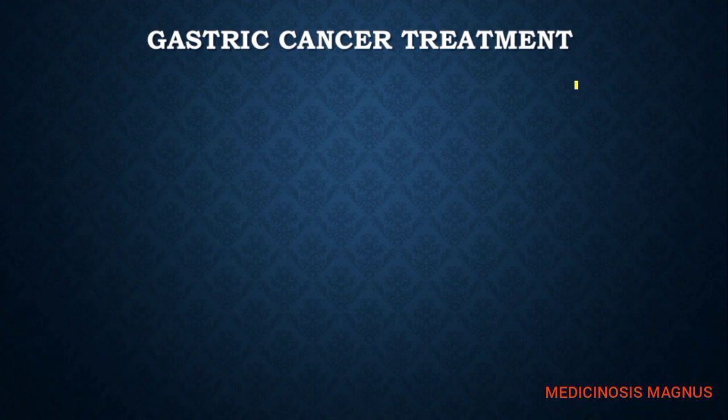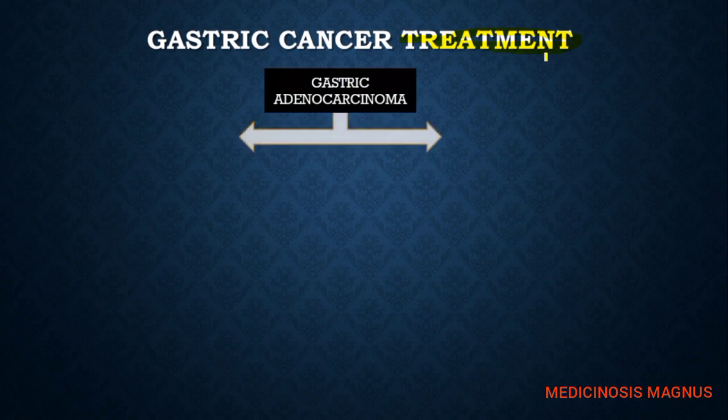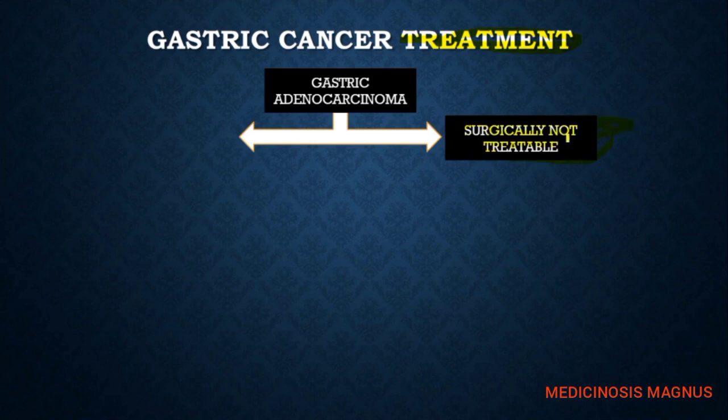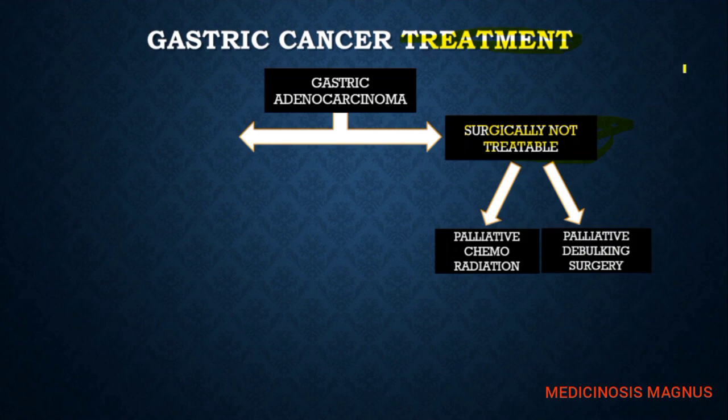Then we finally come to the gastric cancer treatment part. The gastric cancer can be surgically not treatable, that is metastasis or very big lesion. In this we do just palliative care, that is chemoradiation, and we can do palliative debulking surgery. We just remove the big mass so that the patient would be free of symptoms.